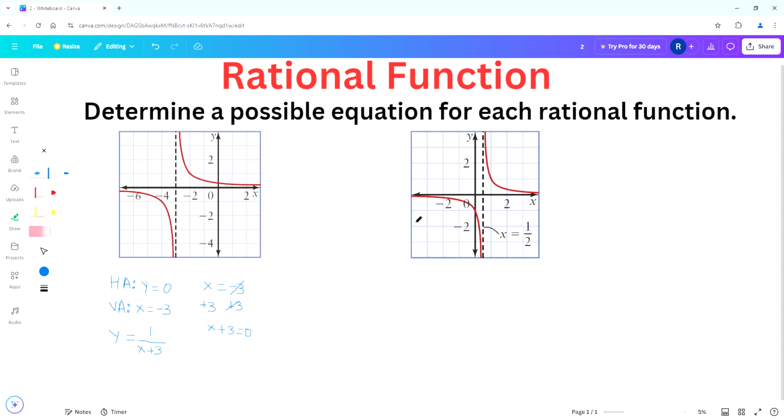The second graph is also made up of two curves, one in the bottom left corner and the other in the top right corner. On the extreme left, the curve goes along the x-axis, and on the extreme right, the curve goes along the x-axis. That means there is a horizontal asymptote at y equals 0, or on the x-axis.